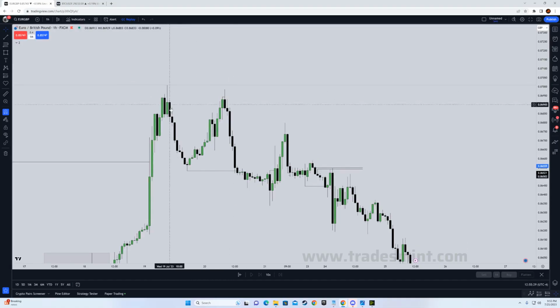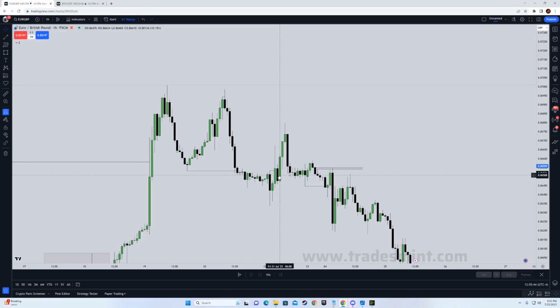Now, what is a lower high? We have lower low, lower high. This is a lower high, right? What do we have here? Lower low, lower high, lower low, right? Now, this is that lower high that you want to put your focus on. We took out this lower high here.